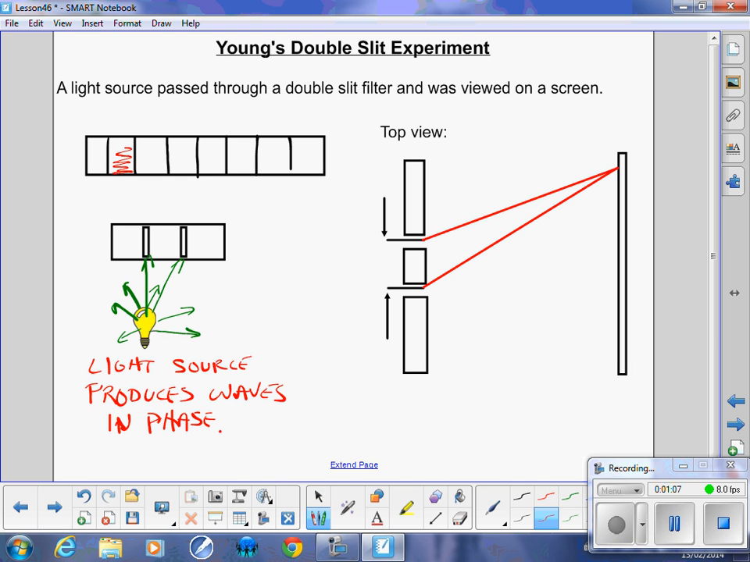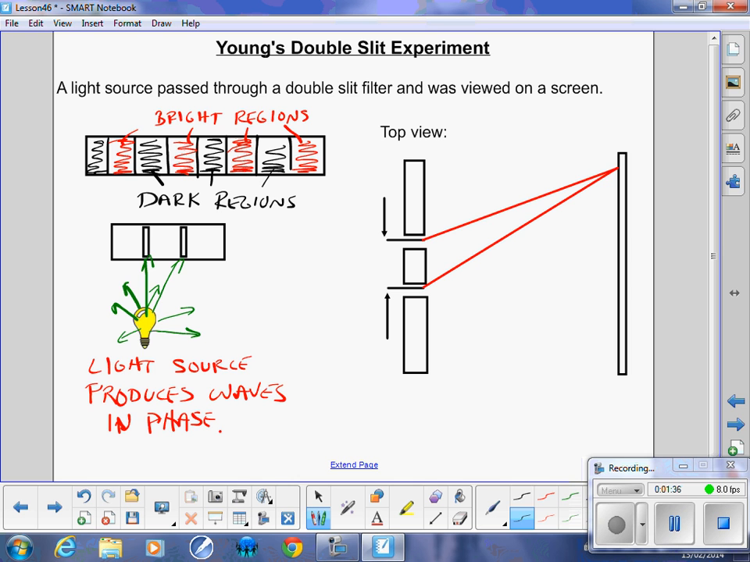So we're going to have these bright regions of intense light. So bright regions. And then the alternating bands will be dark regions. So if we let light pass through those double slits, we end up with an alternating pattern of light and dark regions. So let's talk about the why on that. Then we're going to take a look at some of the math involved.